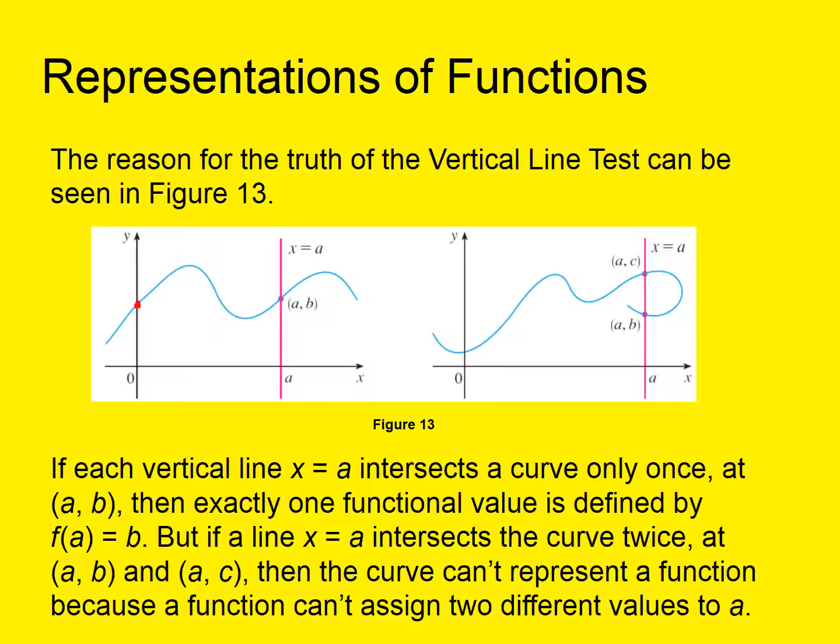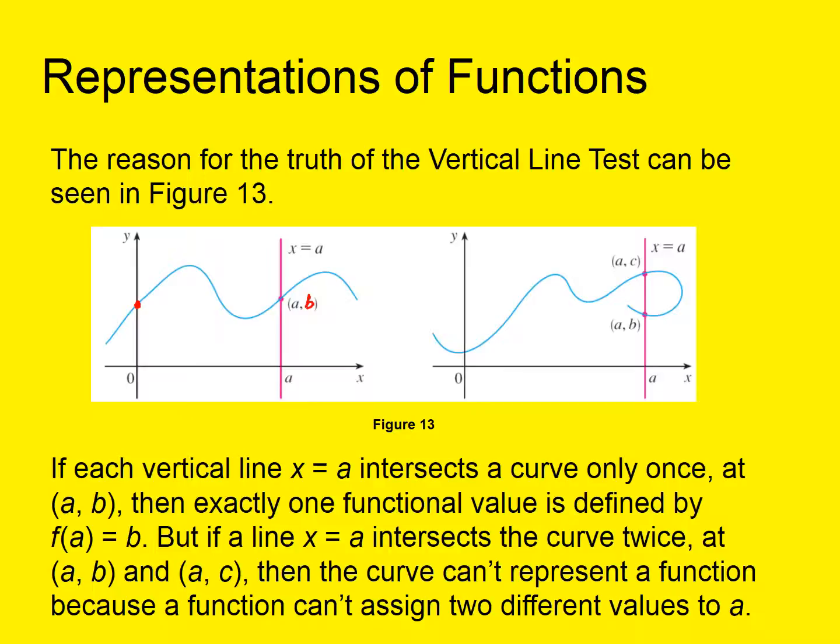If each vertical line x equals a, like that pink line, intersects a curve only once at (a, b), then exactly one functional value is defined by f of a equals b. There's only one b there, okay? There's only one output. There's only one y value when the x value is a.